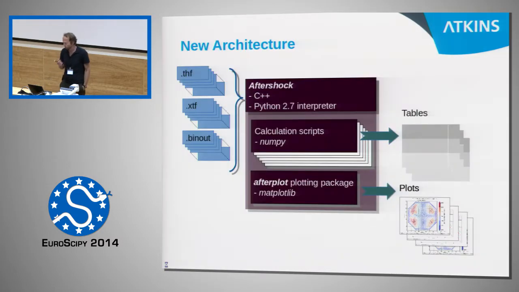So this is what we came up with. It's a 3-part architecture. We've got this core program we call Aftershock, which is written in C++. It's got an embedded Python interpreter. And its job is to take the whole stack of binary files that come out of LS-DYNA and read through them in the right order, translate them, and so on.